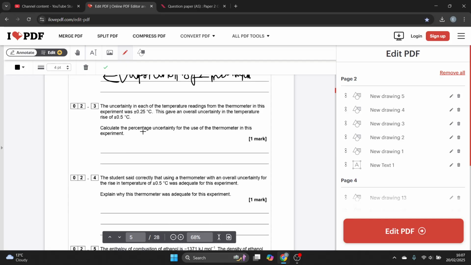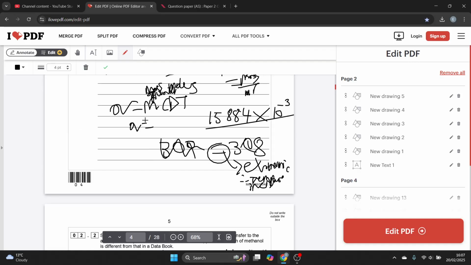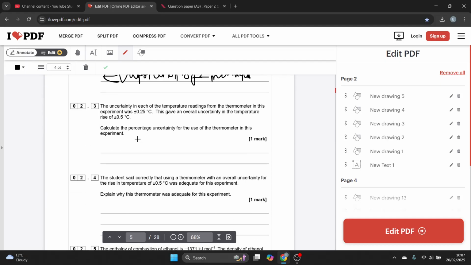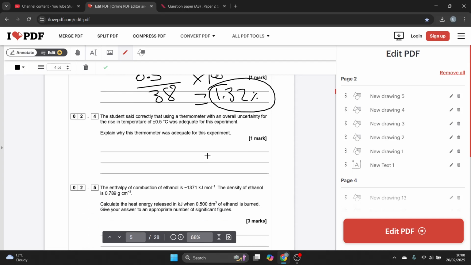Calculate the percentage uncertainty using the thermometer. Temperature rise 38. Well, this is going to be 0.5, because it says the overall uncertainty is 0.5, divided by temperature rise times 100, which is 1.32%. Students said correctly that the use of the thermometer, overall uncertainty for the rising temperature, was adequate for the experiment. Explain whether the thermometer was adequate for the experiment.